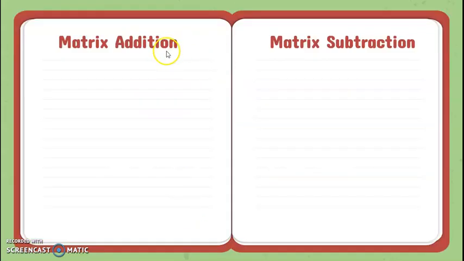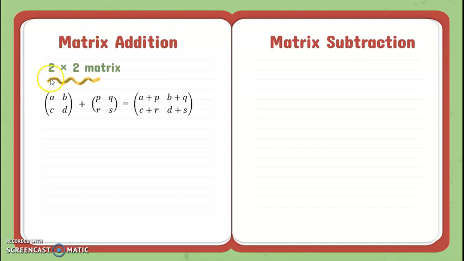So first, we are going to learn about matrix addition and subtraction. Okay, let's take an example. Matrix addition and subtraction can only happen if both of the matrices have the same order. Alright, for example here, a 2 by 2 matrix can only be added with a 2 by 2 matrix. So how do we add these two matrices together?